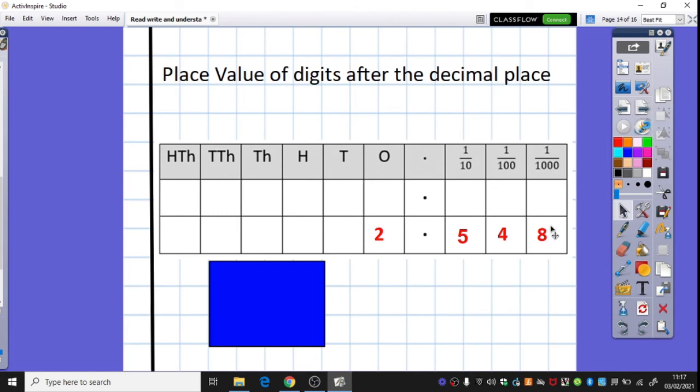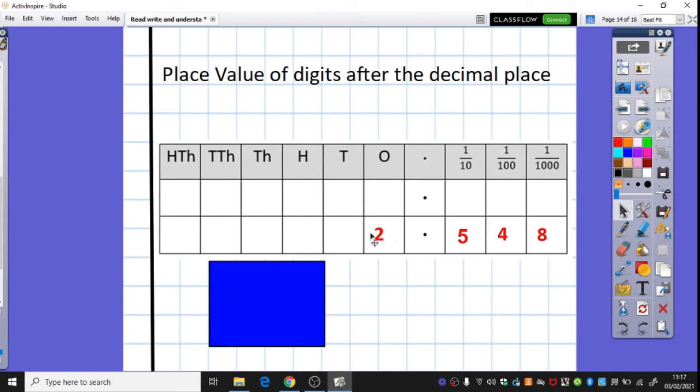Slightly harder one then is going into our thousandths. So maybe you might want to pause the video and think about what you would consider the value of this 8 to be here. So have a little think about that one. So we've got 2.548, that's how we'd read it.